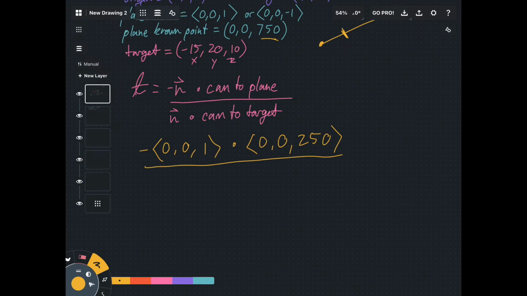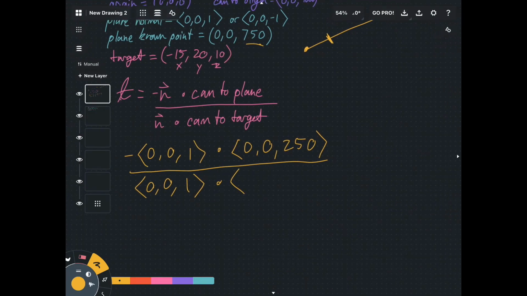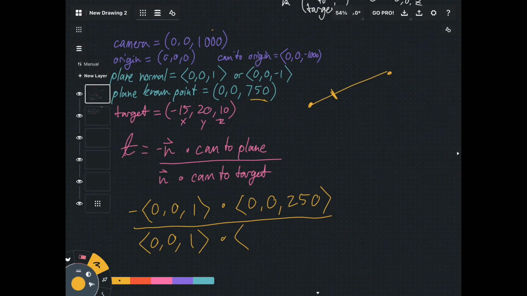And all that is going to be over the top of, once again, our normal vector, 0, 0, 1, dotted with our camera to target. And this is what's important to get right, because if this isn't right, then you're not pointing at the target. So if we're going to make a line here, because this hasn't been declared yet. If camera is at point 0, 0, 1,000, that's cam, and target, one of our pixels, or one of the vertices on our polygon, the pixel is going to be on the screen.